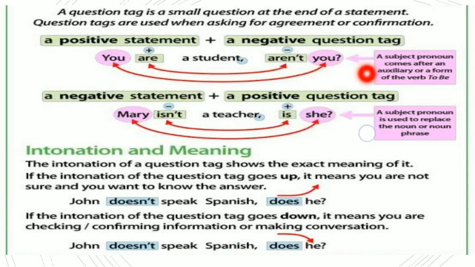So here we find a subject pronoun comes after an auxiliary or a form of the verb to be. You is the subject, are is the auxiliary verb, a student. Aren't you?